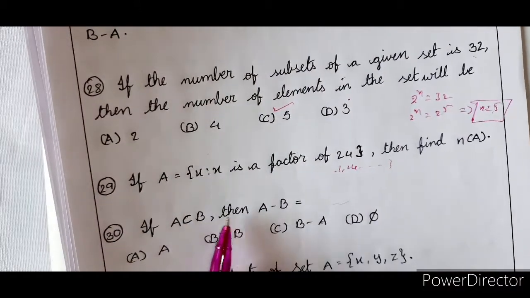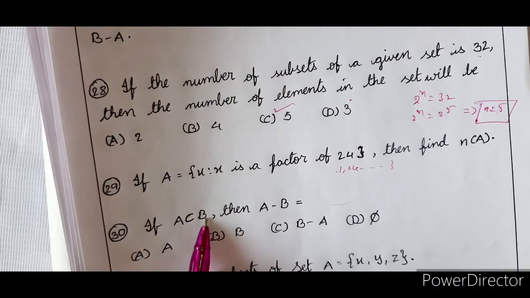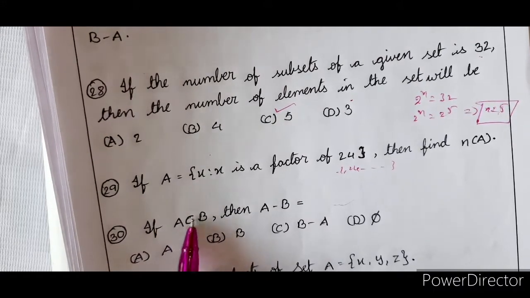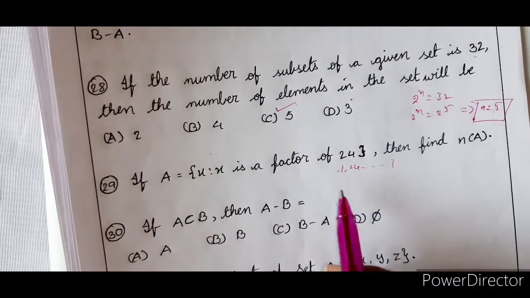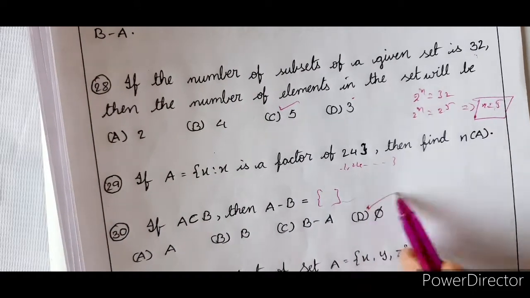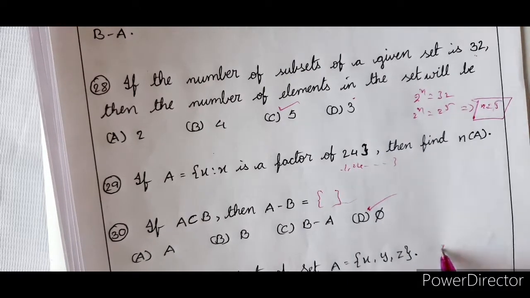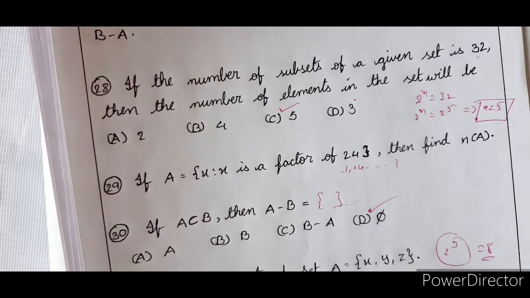A is a subset of B. A is a proper subset of B. Right, proper subset of B. Then A minus B is a null set. Null set, yes, this is the symbol given here. List all subsets of the set. So 2 cube is 8. Please check. Okay.